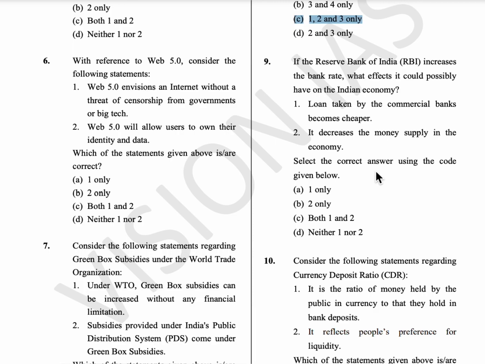what effects could it possibly have on the Indian economy? So here, the bank rate. The bank rate is the rate at which the RBI lends money to commercial banks. So if the bank rate is increased, that means interest rates are increased, and that means loans taken by the commercial banks become expensive. So read the first statement: the loans taken by the commercial banks become cheaper. When the bank rate increases, the loans taken by the commercial banks become more expensive. So the first statement is wrong.